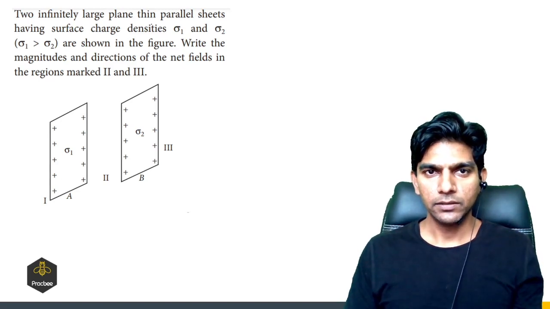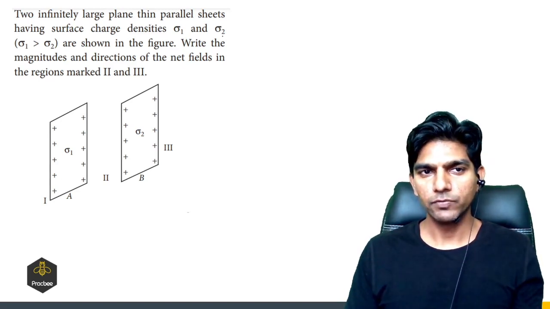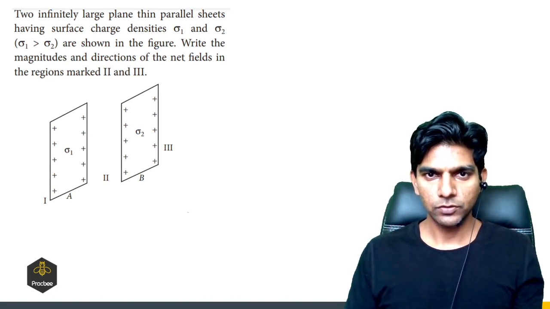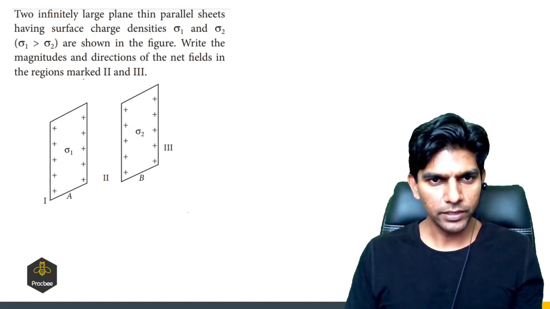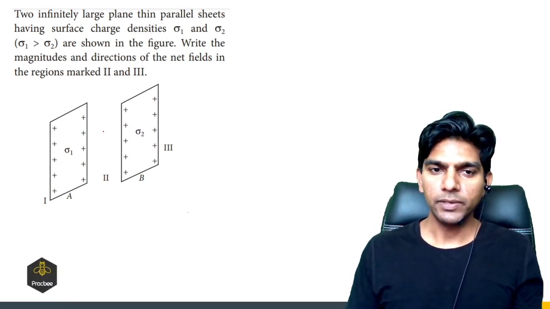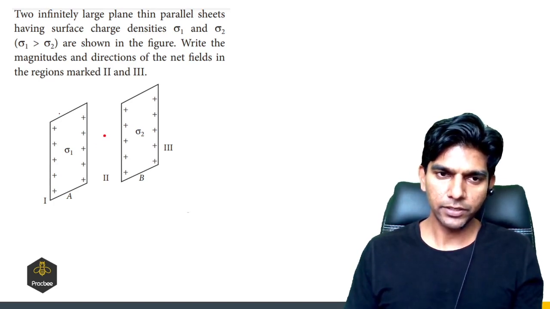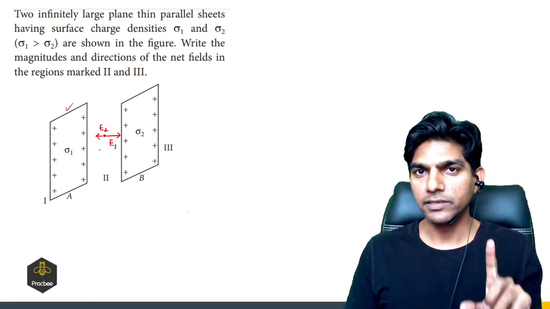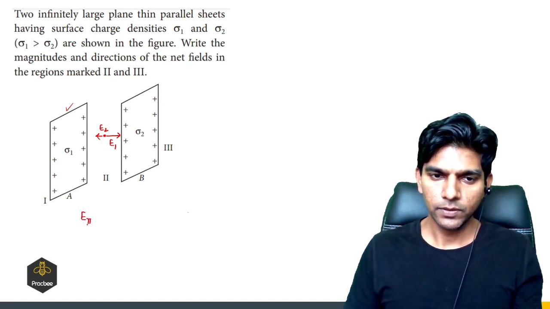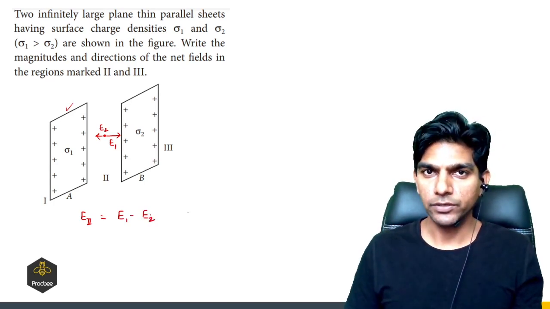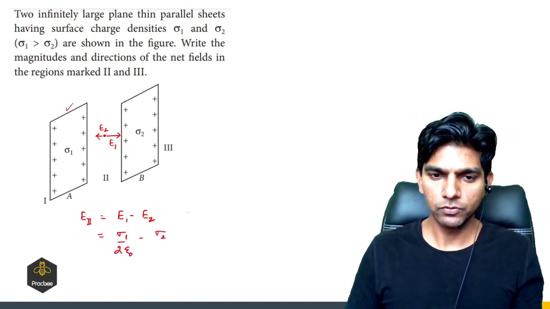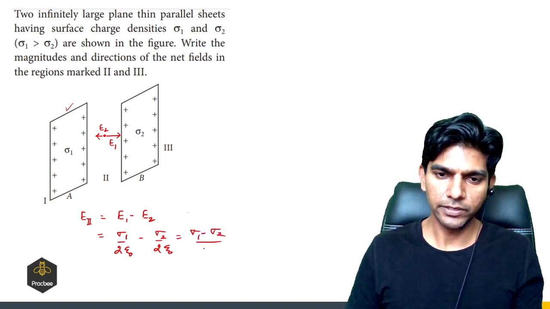Two infinitely large plane thin parallel sheets having the surface charge density sigma 1 and sigma 2 are shown in the figure, where sigma 1 is greater than sigma 2. Write the magnitude and the direction of the net field at the region marked 2 and 3. So between the plates, at this particular point, the electric field by the first sheet will be in the right direction, and the electric field by the second sheet will be in the left direction. So this is E1, this has to be E2. Since sigma 1 is greater than sigma 2, E1 will be greater than E2. So field at 2 will be E1 minus E2. And we know that the electric field by an infinite sheet of charge is sigma by 2 epsilon naught. So this will become sigma 1 by 2 epsilon naught minus sigma 2 by 2 epsilon naught. So it will be sigma 1 minus sigma 2 divided by 2 epsilon naught.